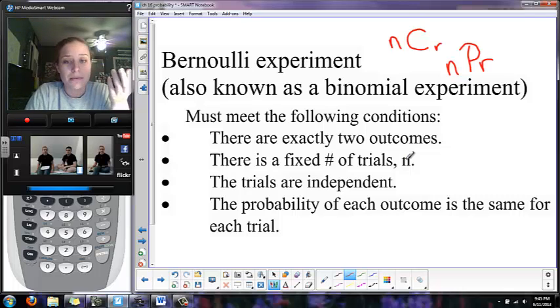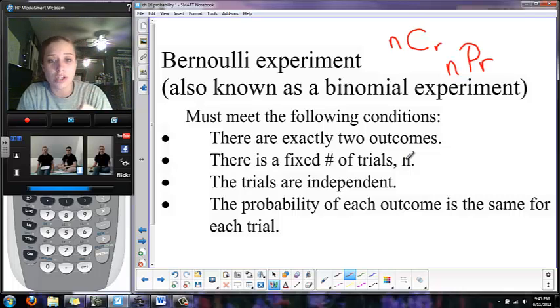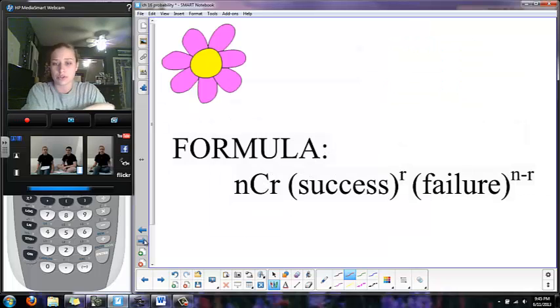The trials are independent, meaning that if I roll a dice one time and I get a 6, that 6 does not affect the next time that I roll the dice. My probability of getting a 6 is not going to change because I got a 6 the first time. And the probability of each outcome is the same for each trial. I know that it sounds really weird to hear all this stuff from the beginning, but I'm going to explain what I mean as we go along. Those are just the technical definitions of what we're doing.